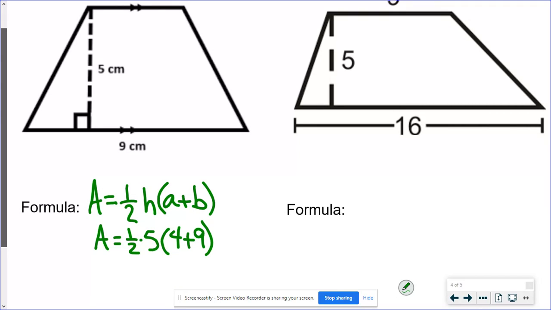So inside the parentheses, 4 plus 9, that's going to be 13. And then let's just multiply by the 5, kind of working our way out. And then either multiply by 1/2 or multiply by 0.5, or like I said, I like to just divide by 2, which is the same thing as multiplying by 1/2. So my area on this one is going to be 32.5. This was measured in centimeters, so square centimeters.